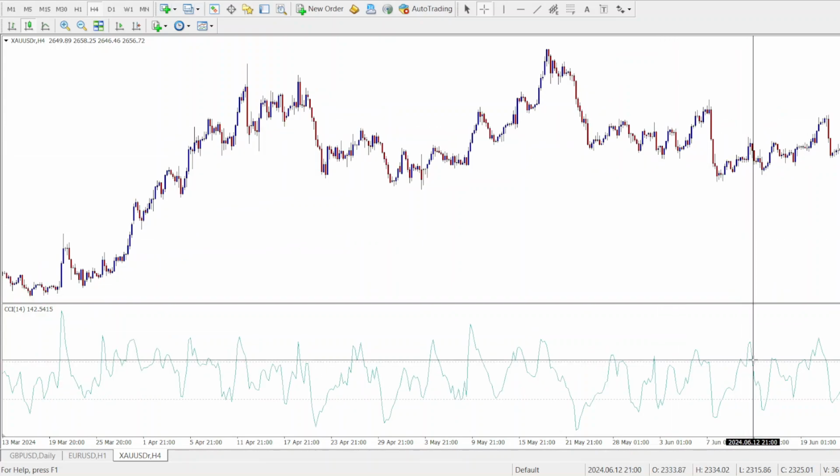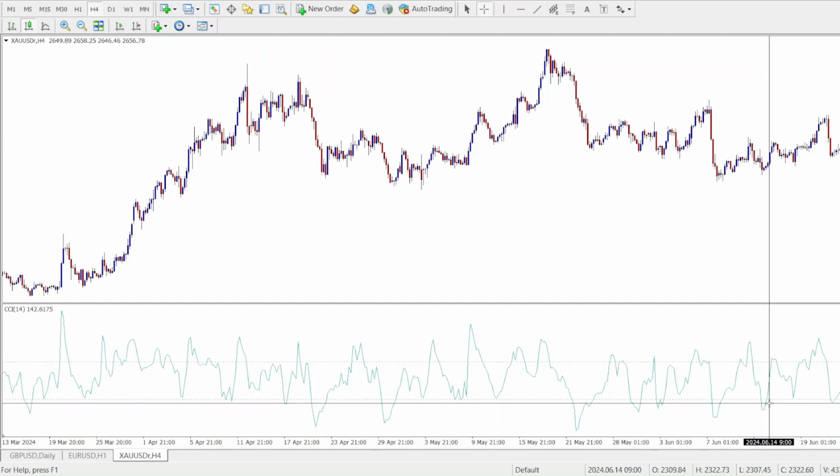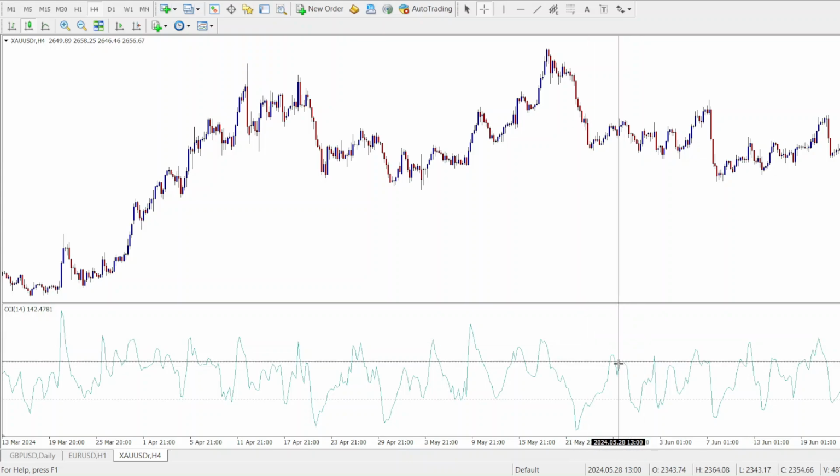You can see another example. It was after the cross. Here it was after the cross. So the cross should happen before you buy or sell.